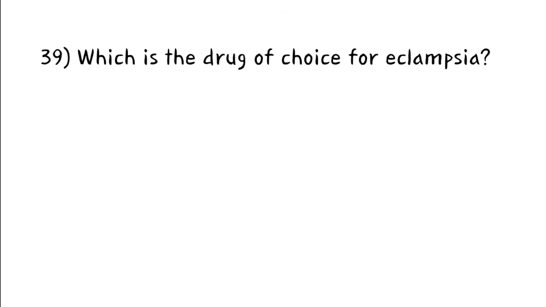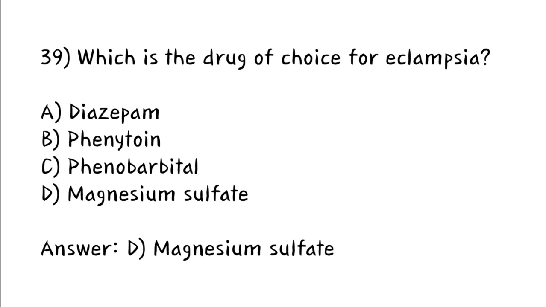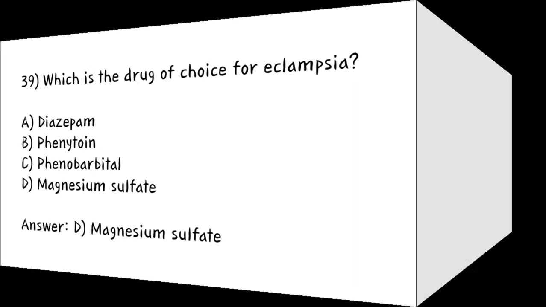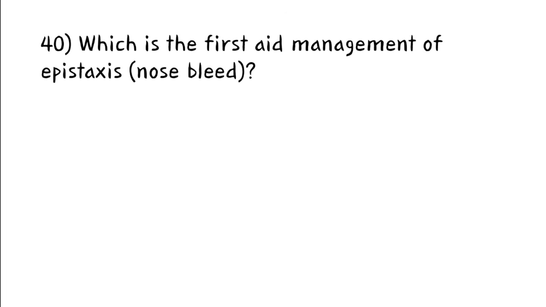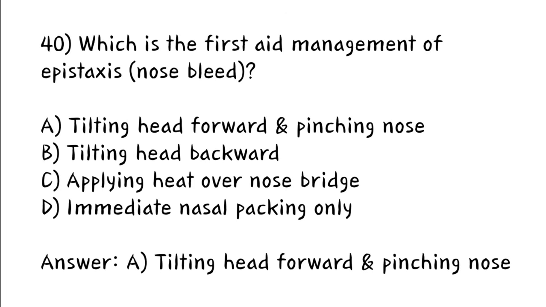Which is the drug of choice for eclampsia? Diazepam, phenytoin, phenobarbital, magnesium sulfate. Correct answer is option D, magnesium sulfate. Which is the first aid management of epistaxis, nosebleed? Tilting head forward and pinching nose, tilting head backward, a cold compress over nose bridge, immediate nasal packing only. Correct answer is option A, tilting head forward and pinching nose.